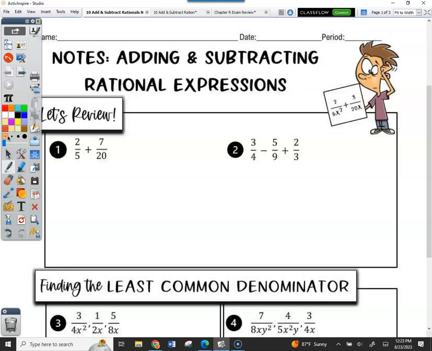So look at this number 1. I know you might think, well, I'll just type it in the calculator. It's cheating. Let's look at number 1. If we want to add 2/5 plus 7/20, we cannot do that because the denominators do not match, right?